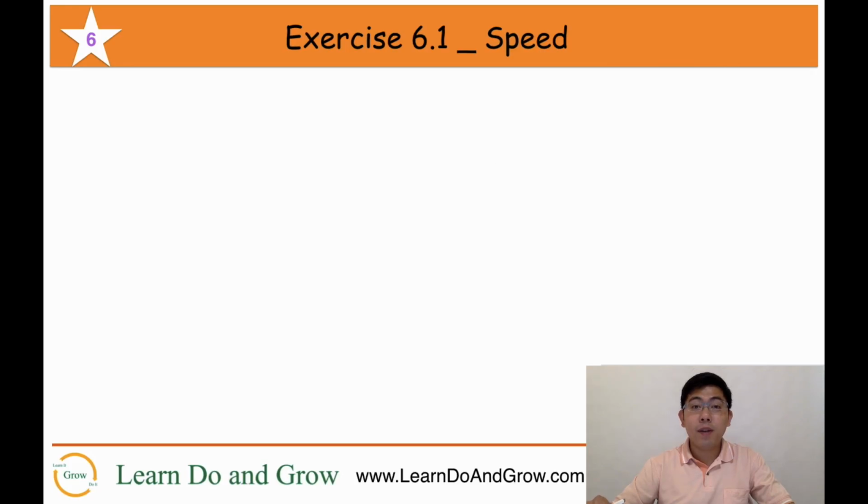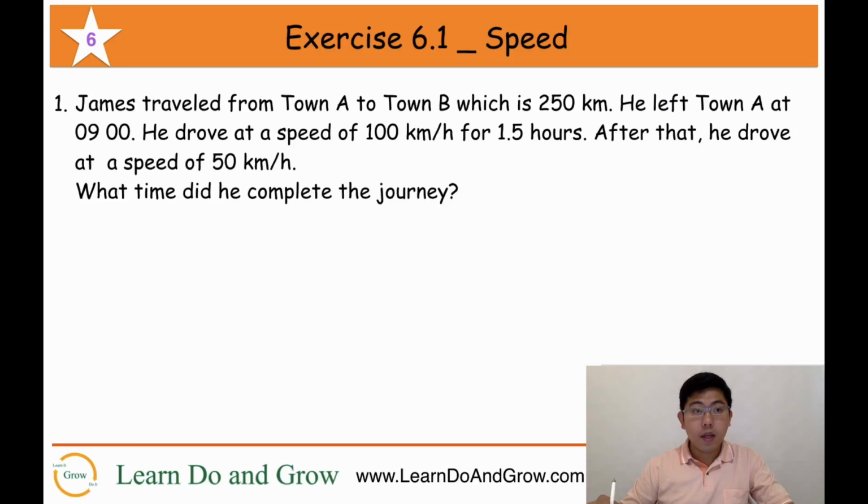Exercise 6.1. James traveled from town A to town B, which is 250 kilometers. He left town A at 9 a.m. He drove at a speed of 100 kilometers per hour for 1.5 hours. After that, he drove at a speed of 50 kilometers per hour. What time did he complete the journey?